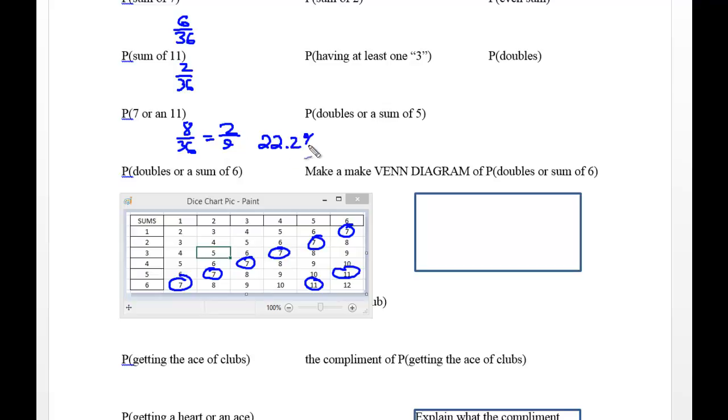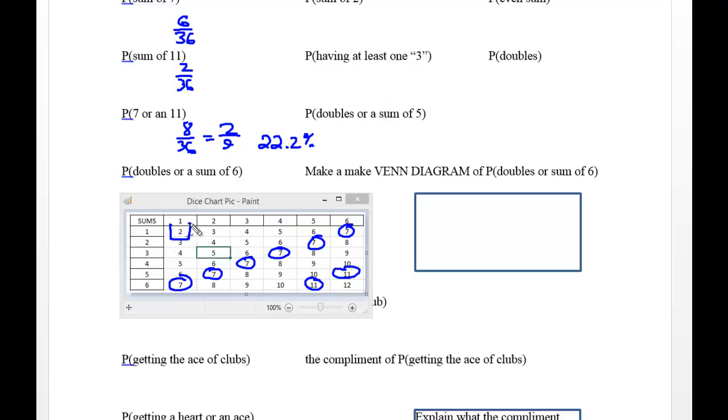And another word about rounding. If you look at a decimal of this, it's 0.2 repeating. But 2 is below 5, so we do not round that to 22.3, even though it never terminates. So now we're going to look at doubles or a sum of 5.